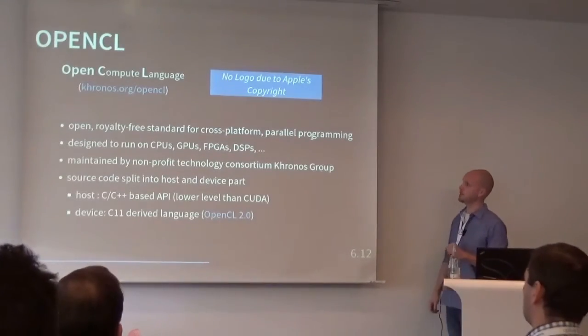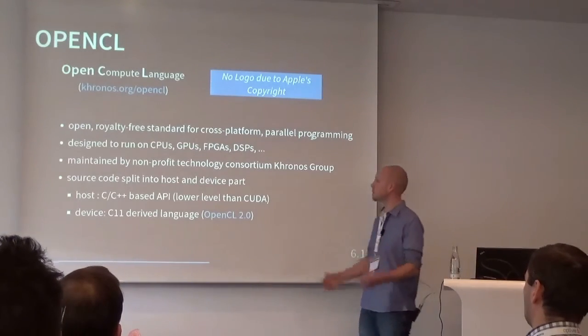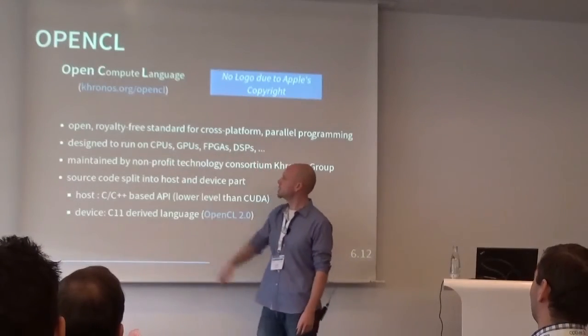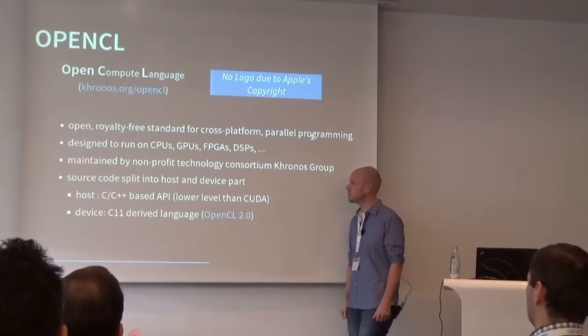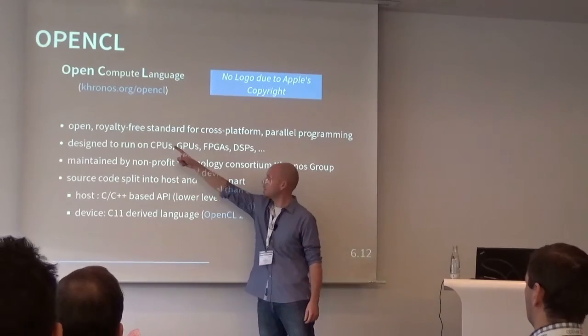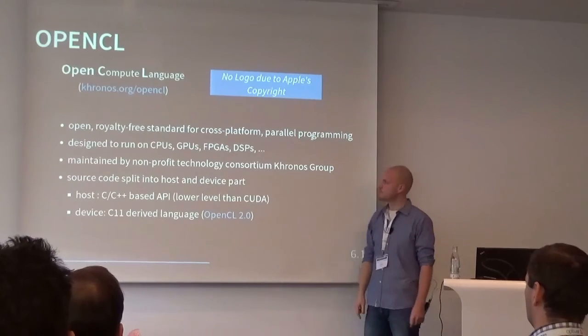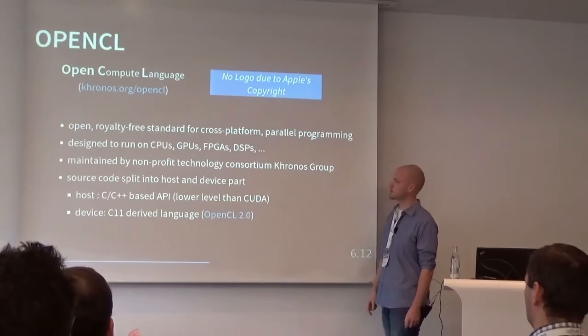Let's go on, OpenCL. Open Compute Language, sorry, no logo. I was so confused with licensing, I didn't want to put it in. It's open, royalty-free standards for cross-platform parallel programming. That sounds awesome. It's designed for a whole lot of architectures: CPUs, GPUs, FPGAs, and DSPs. The standard itself is maintained by the Khronos Group, a non-profit consortium.